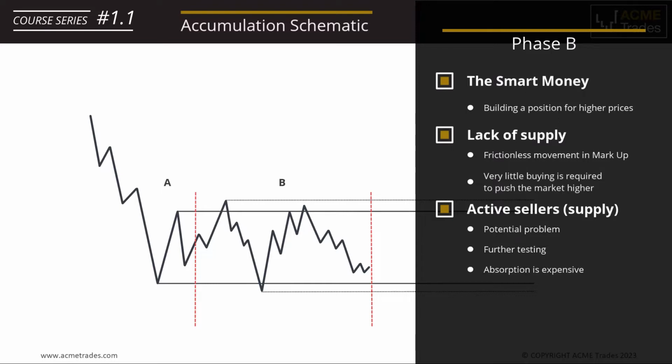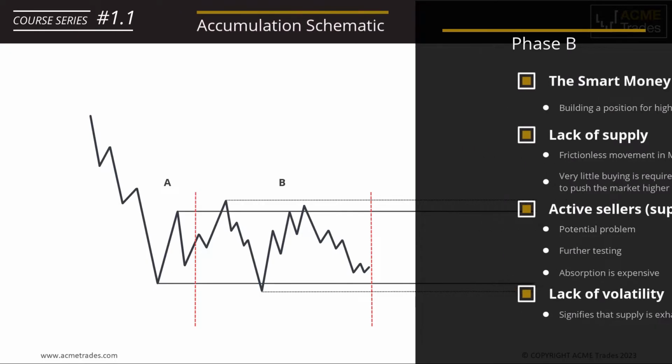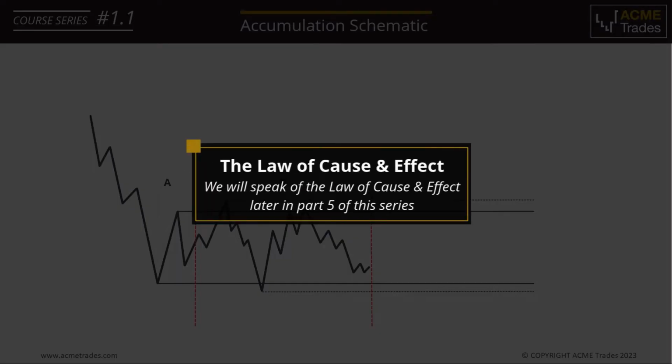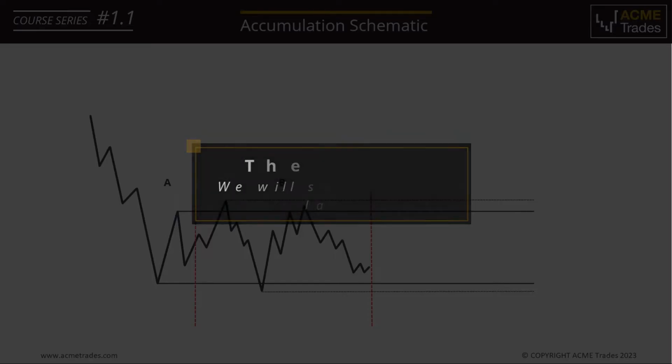And of course, absorption means money. You have to buy the selling. Ergo, the lack of volatility here in phase B, specifically the downswings, signifies that supply is exhausted and is ready for phase C. One last topic I must speak of within phase B lays the cause. Phase B effectively builds a cause that provides the energy for the uptrend, markup. We will speak of the cause being built, which is a key Wyckoffian law known as the law of cause and effect, at a later date.